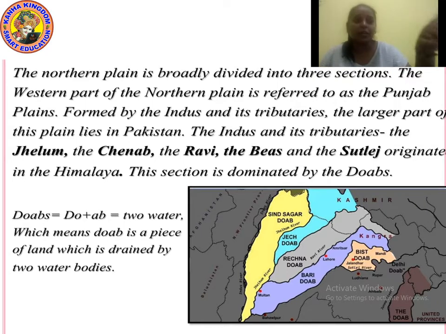Now here in the map, are you able to see the Sindh Sagar doab, the Jech doab, Rachna doab and the Bari doab, Bist doab, Delhi doab? These are the doabs which have been created by the rivers of the northern plains.